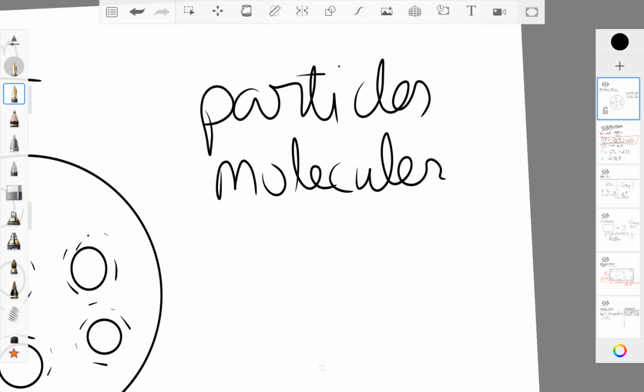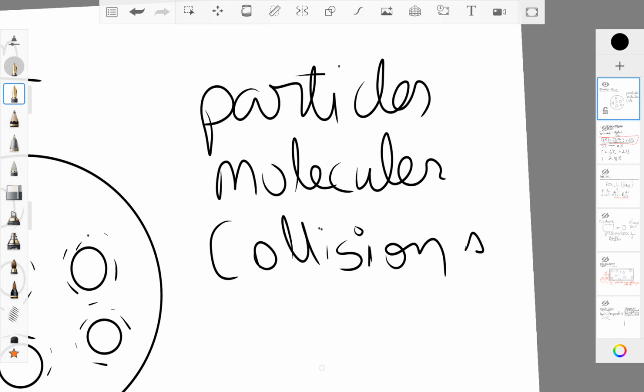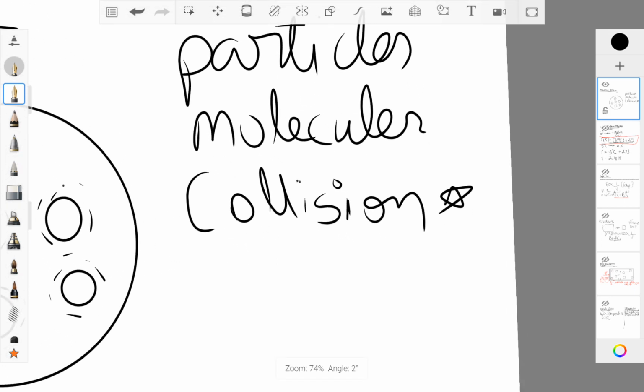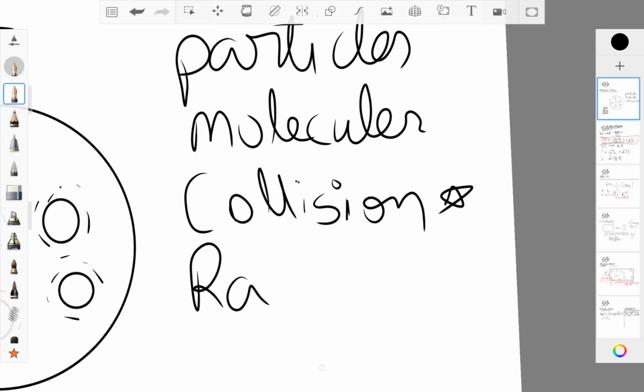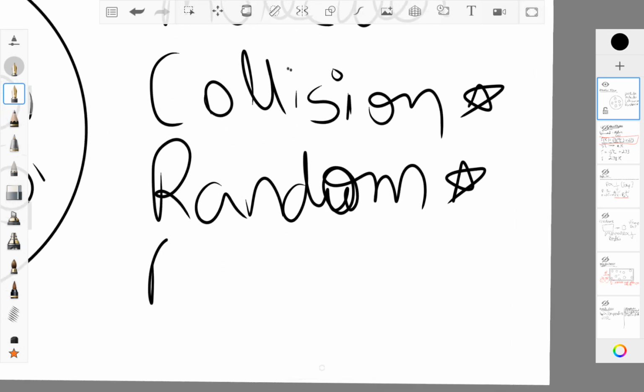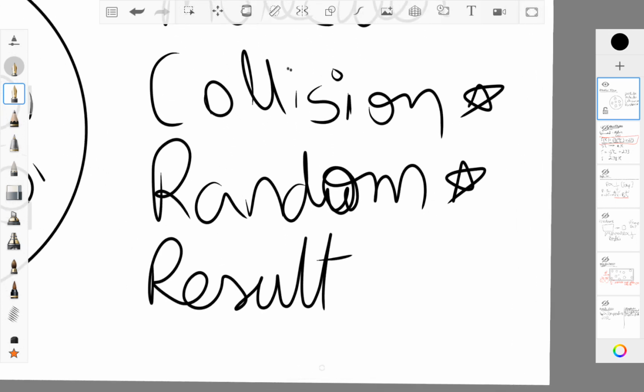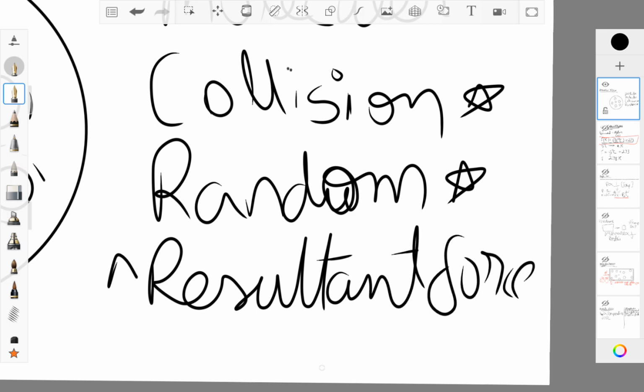You should also use the term collision. If you try to describe Brownian motion without the term collision in it at least once, you're probably going to be marked 0. This is a very important term you need to use. You should also remember the term random. Just saying collisions isn't enough, it's random collisions. So this is also an important term. And you should also use the term resultant force. I know as of now I haven't really explained anything. I'm just trying to prep you guys.